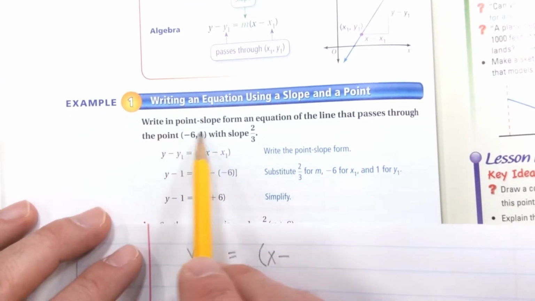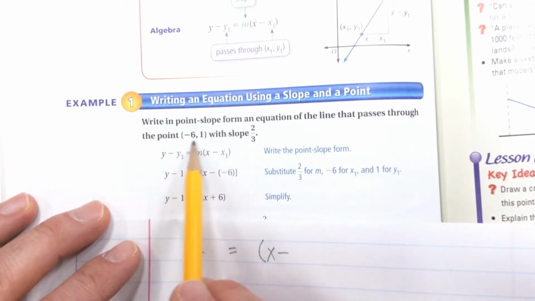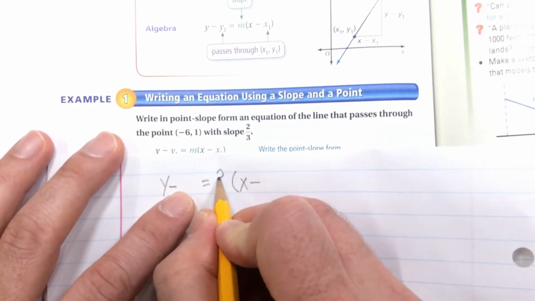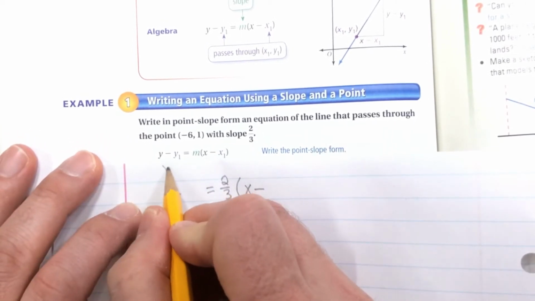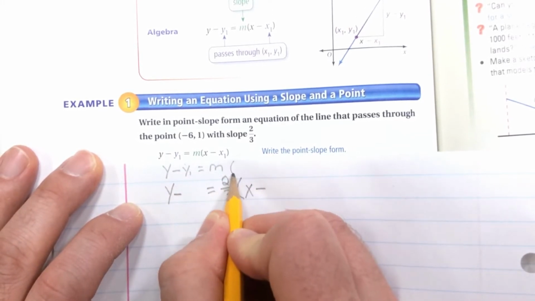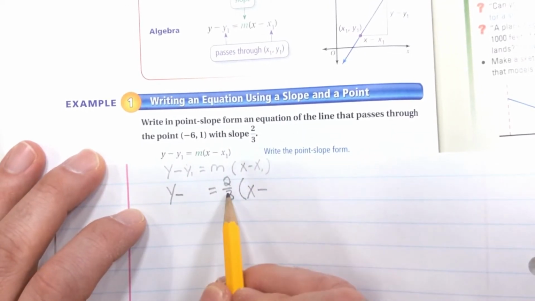It says write in point slope form the equation. The line passes through this point and has this slope. So for the slope, we put that right in here, 2/3. Okay? Because it's y minus y1 equals slope times x minus x1. So we put our slope in place of m.